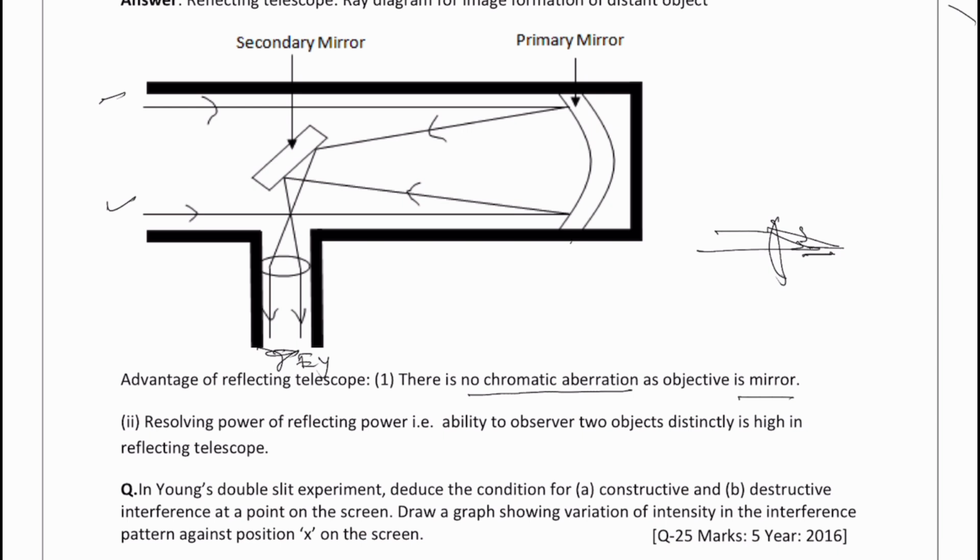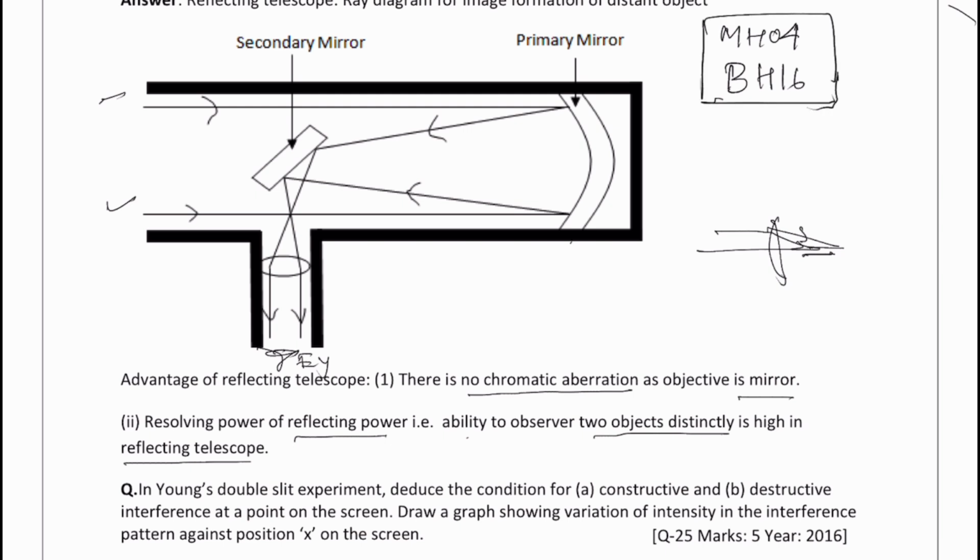The resolving power of the reflecting telescope, that is the ability of the observer to see two objects distinctly, is high. What is resolving power? Suppose there is a number plate of a car, BH16, and another, MH04.